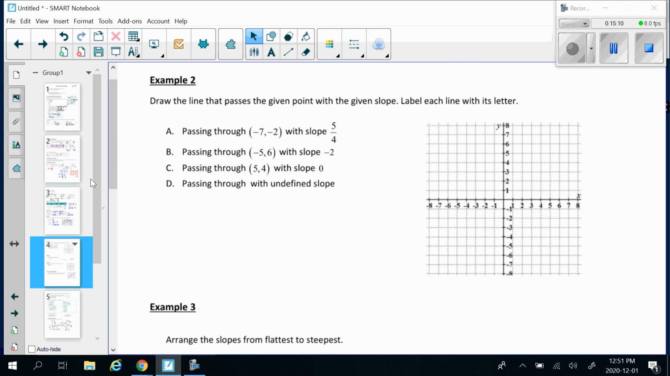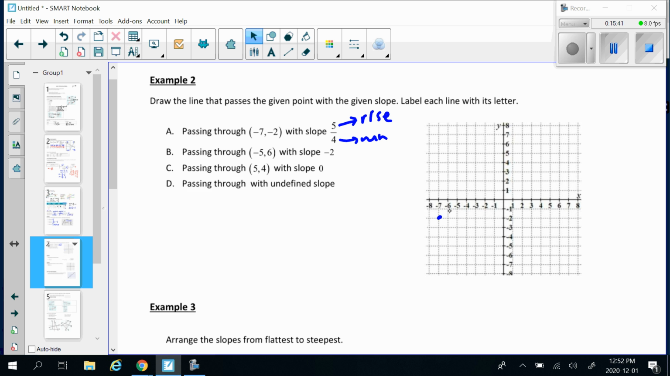So in this example, I'm going to show you how to draw a line if we know the slope. So we have a couple clues about this. It passes through -7, -2. So I'm going to plot that point first, -7, -2, right here. And it has a slope of 5/4, which means that I have a rise of 5 and a run of 4. So I'm going to rise by 5. I'm going to walk up by 5. 1, 2, 3, 4, 5.